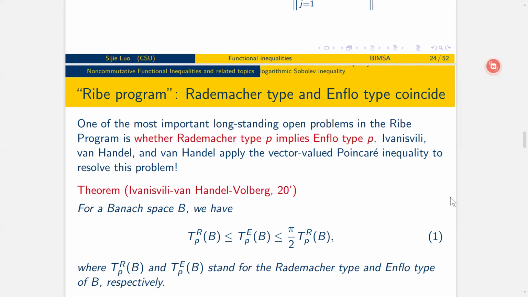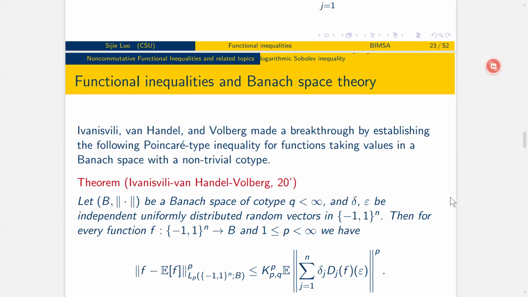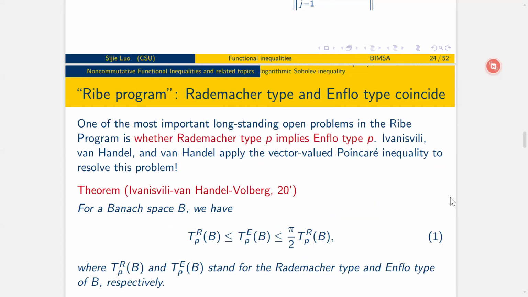They proved that this one is the enflo type constant. It controls the Rademacher type constant here. But this term is also controlled by the Rademacher constant up to this universal constant. Okay, this is a consequence of the result I presented before. This consequence is a consequence of this result. So it means that for a general Banach space, the enflo type and the Rademacher type coincide with each other.